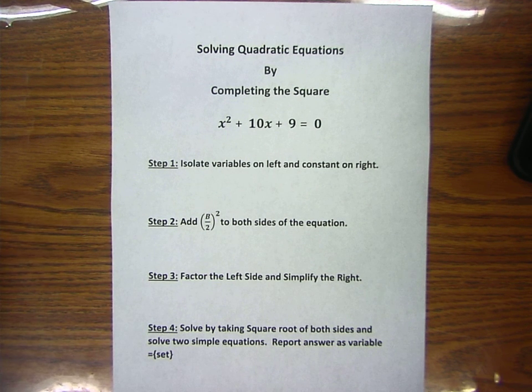Today we're going to review solving quadratic equations by completing the square. It's basically a four-step process. Step one, we're going to have to isolate the variables, that's the x's and x squareds on the left, and the constant, that's that 9 on the right.